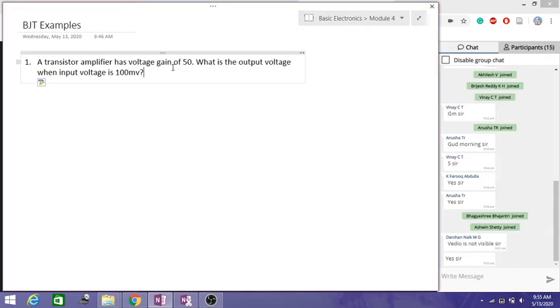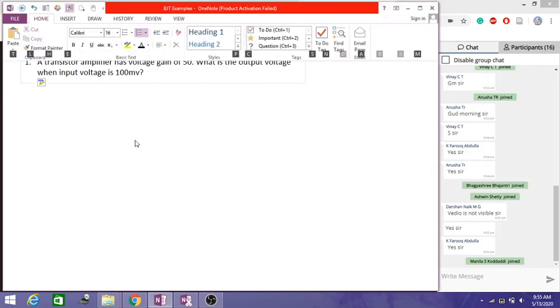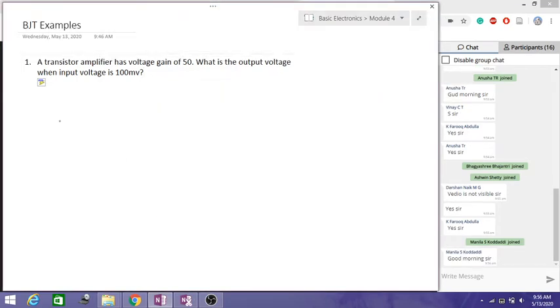So a transistor amplifier has a voltage gain of 50. What is the output voltage when the input voltage is 100 millivolts? So now in this case, my AV is equal to 50, and the VB is equal to 100 millivolts. So if this is the case, then we know from the formula from the previous tutorial that the gain is defined as the ratio of the output voltage by input voltage.